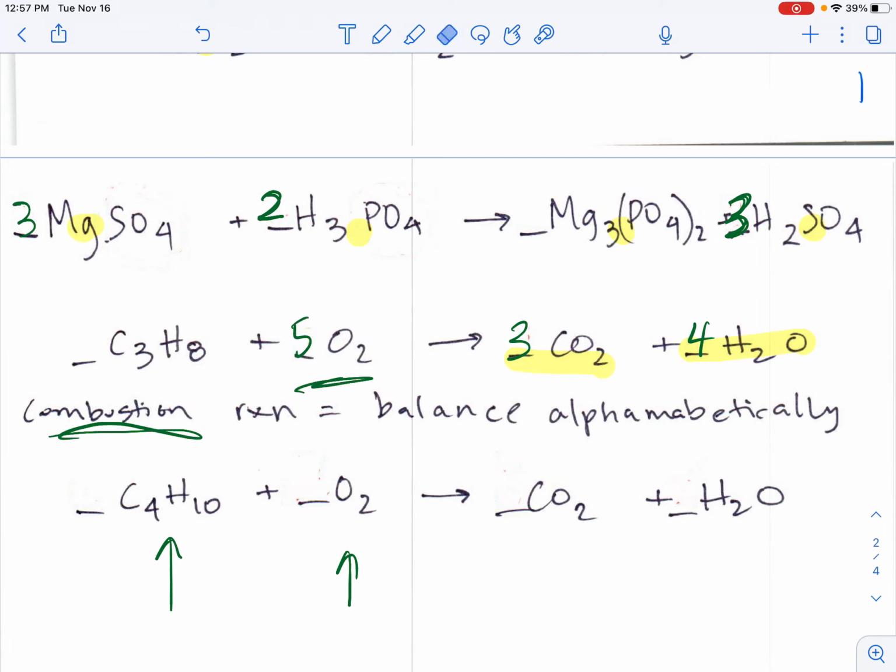So all balanced, you're saying that this reaction is 1 propane molecule reacts with 5 oxygen molecules to make 3 carbon dioxides and 4 water molecules, and of course a whole bunch of heat for you to cook your hamburger or whatever. So there's the brief on balancing.